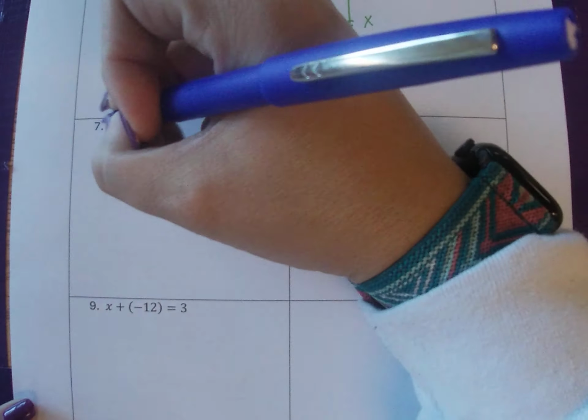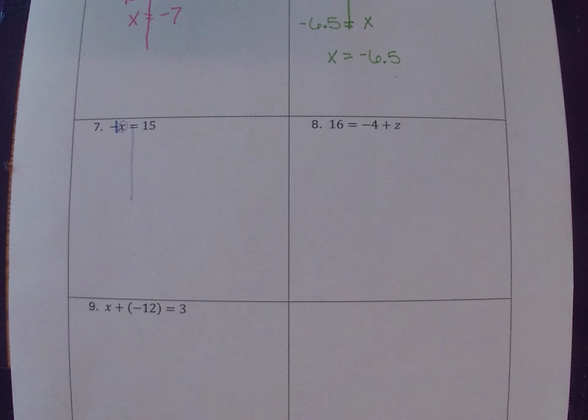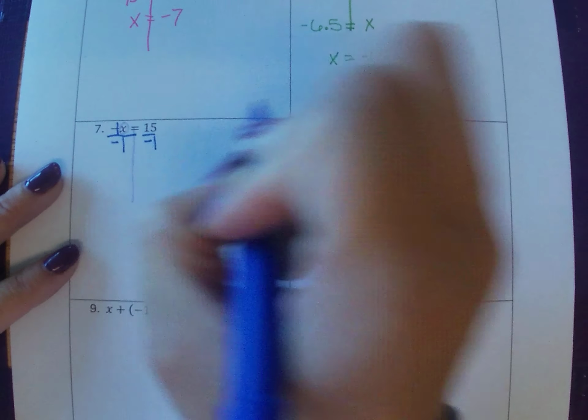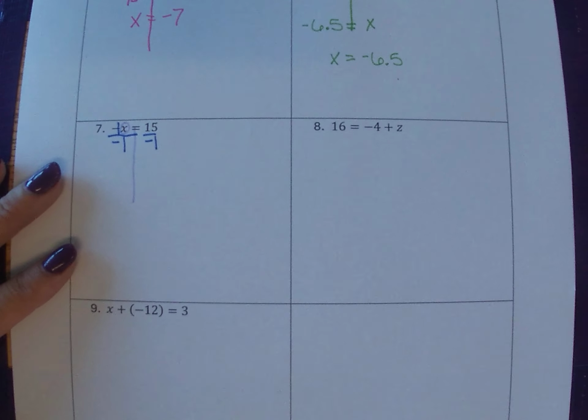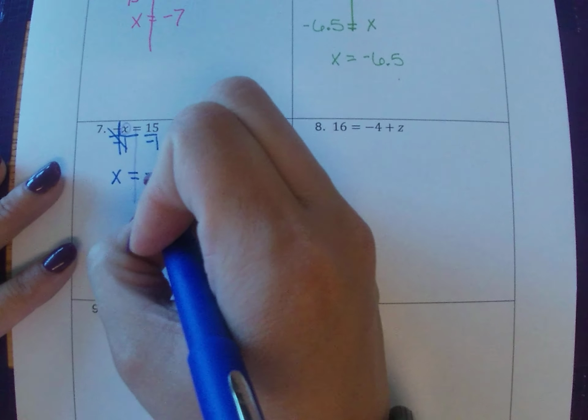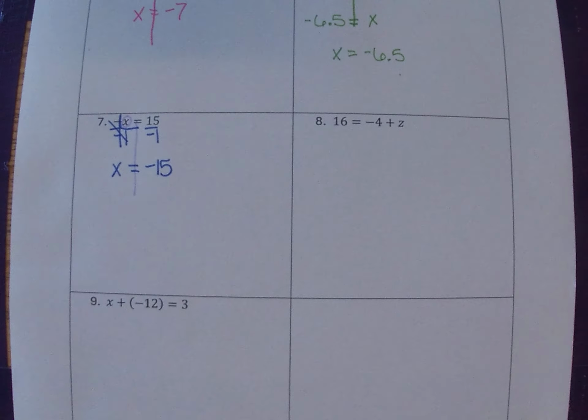So again, I'm looking in between. In between is multiplication. I undo multiplication with division. Okay, so my -1's cancel out, and 15 divided by -1 gives me a -15.